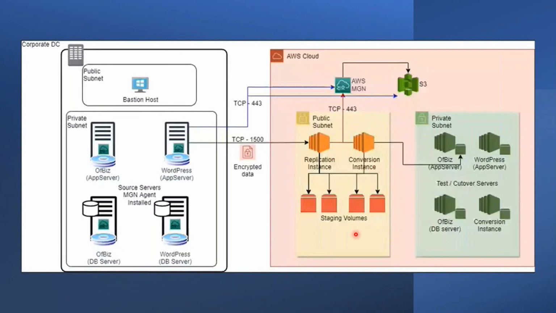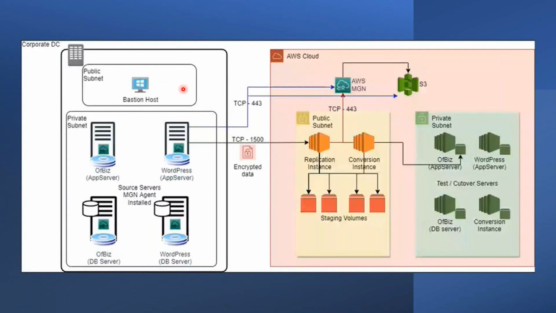And similarly, after the staged volumes are present on the AWS side of the house, you can use a conversion instance to create a set of servers using the disks that were replicated. So the creation of the replication instance and the conversion instance are not manual. It is automatically taken care of by the MGN tool. So I'll show a step-by-step demo.